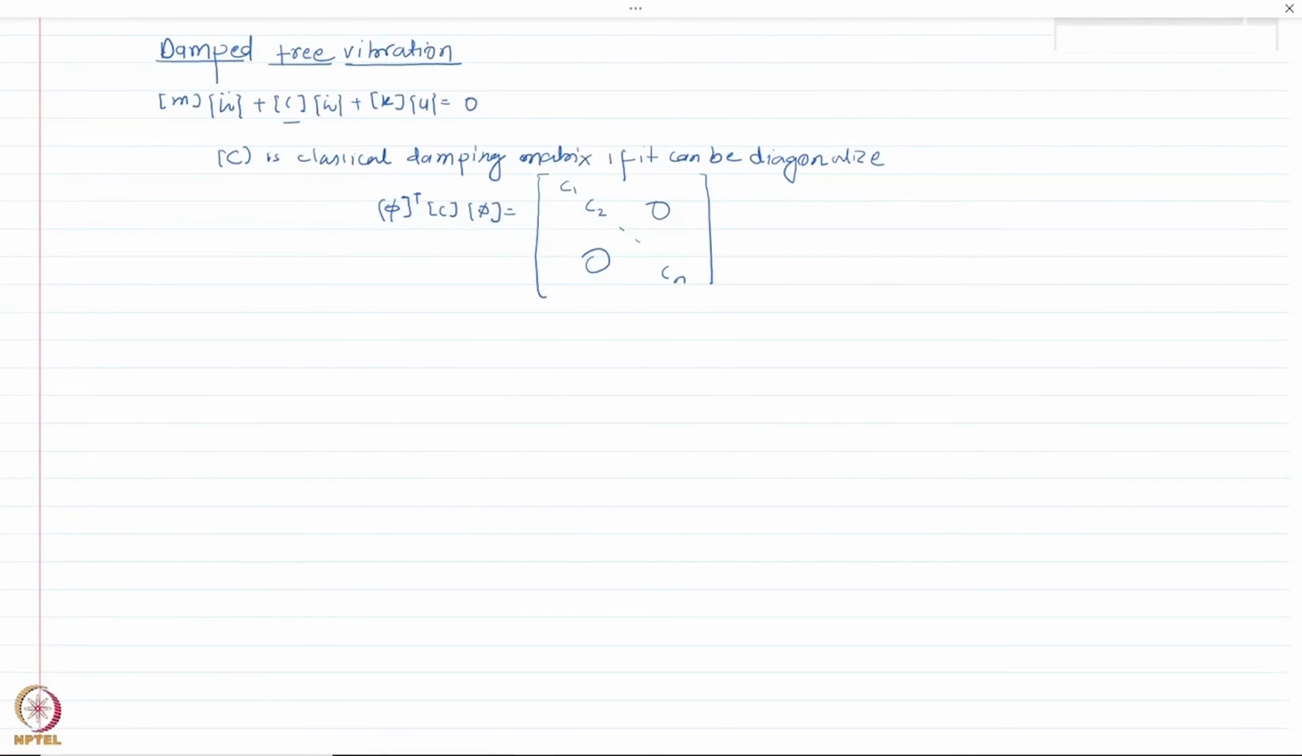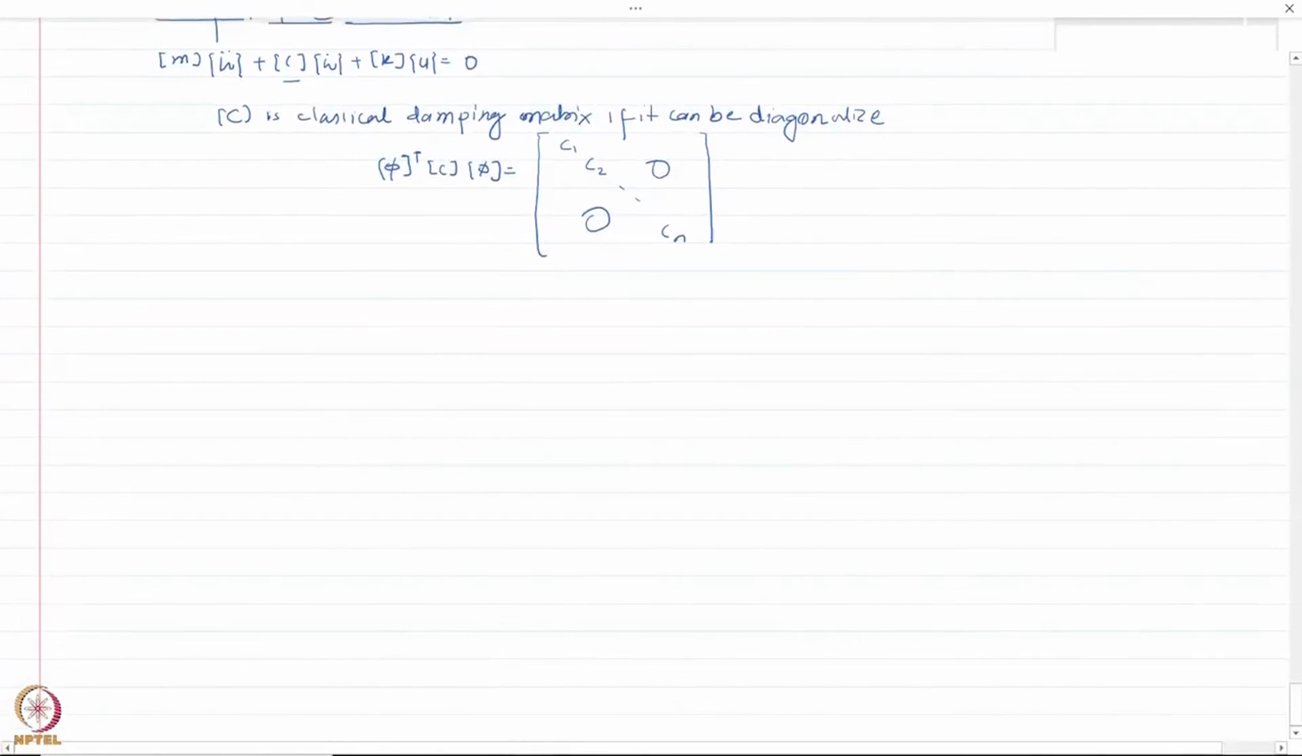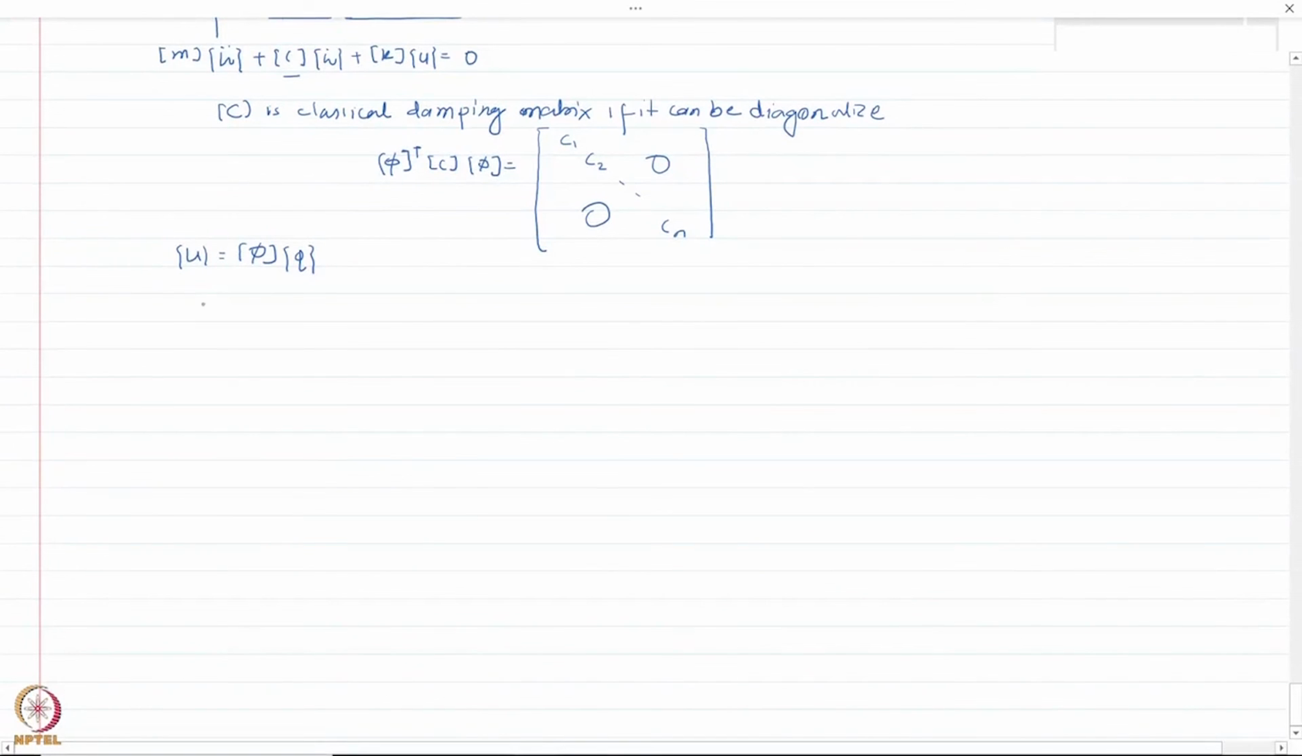So what we are going to do here, I am going to write my U as the modal matrix times the modal coordinate vector Q. Of course it's Q of t, I'm dropping the t term here. So first I'm going to substitute this, and then I'm also going to pre-multiply with the modal matrix transpose. So this is the acceleration of the modal coordinate.